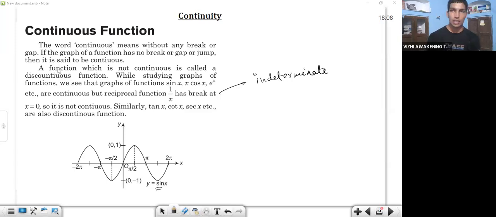Okay. Let me repeat once also that we are calling a function continuous when the graph or the curve of a function is flowing continuously without any break or gap or without any jump. So when the curve and the graph of the function is continuous, then we are calling it a continuous function. And we will be studying further about its mathematical definition, how I can check whether a function is continuous or not. Let's move on.